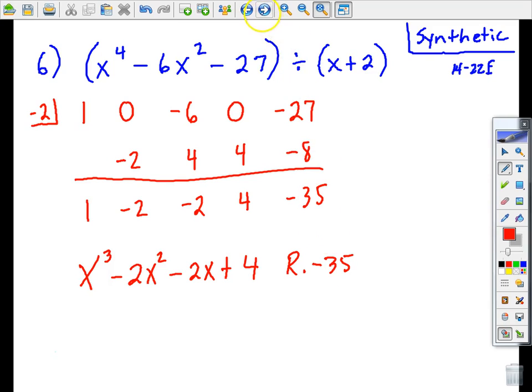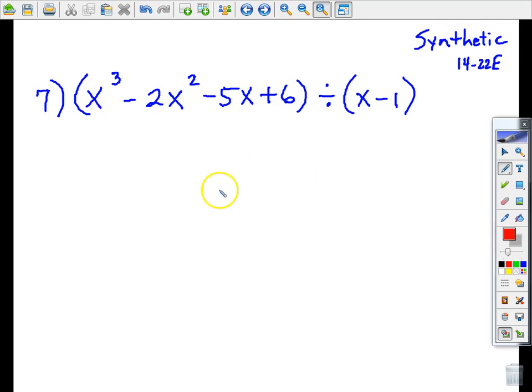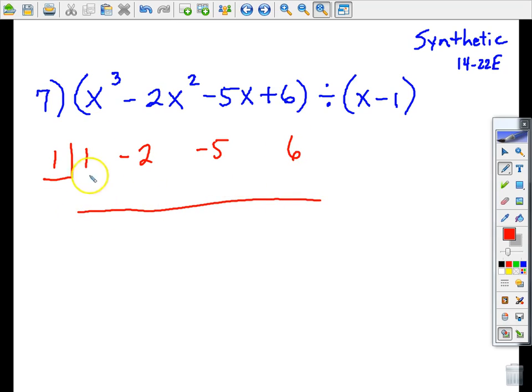Okay, so I think I've got one more. Let's try this one. So right off the bat, I'm going to investigate. I'm going 3, 2, 1 constant. So we don't have to plug in any zeros. I'm dividing by x minus 1, which means I'm going to put +1 in the house. I'm going to put my coefficients and my constant. Leave a space, begin the process.